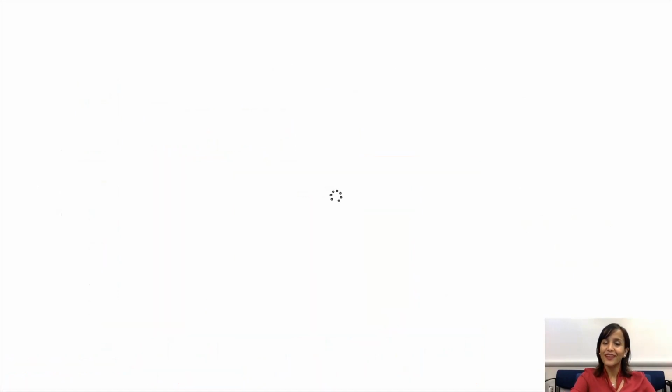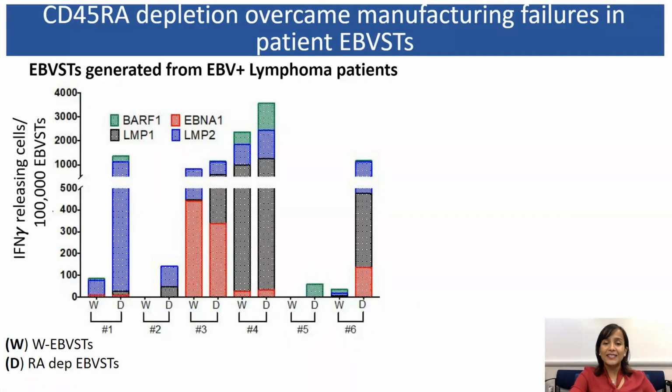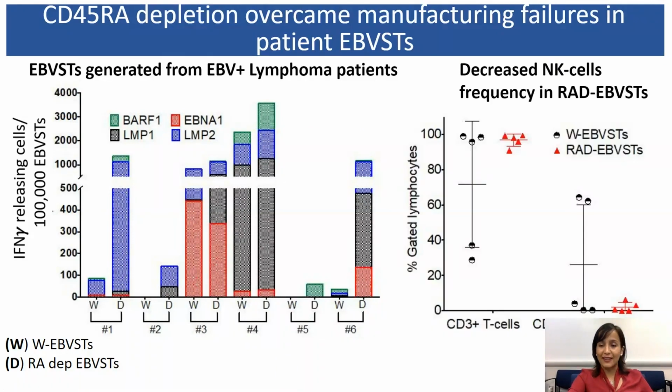So, in addition to just increasing antigen specificity, as I mentioned before, high frequency of NK cells was another problem in our culture. So when we looked into the NK cells, you can see over here that the RA-depleted EBVSTs do indeed decrease the resulting NK cell frequency in our EBV-specific T cells compared to what you observe in whole EBV-specific T cells.